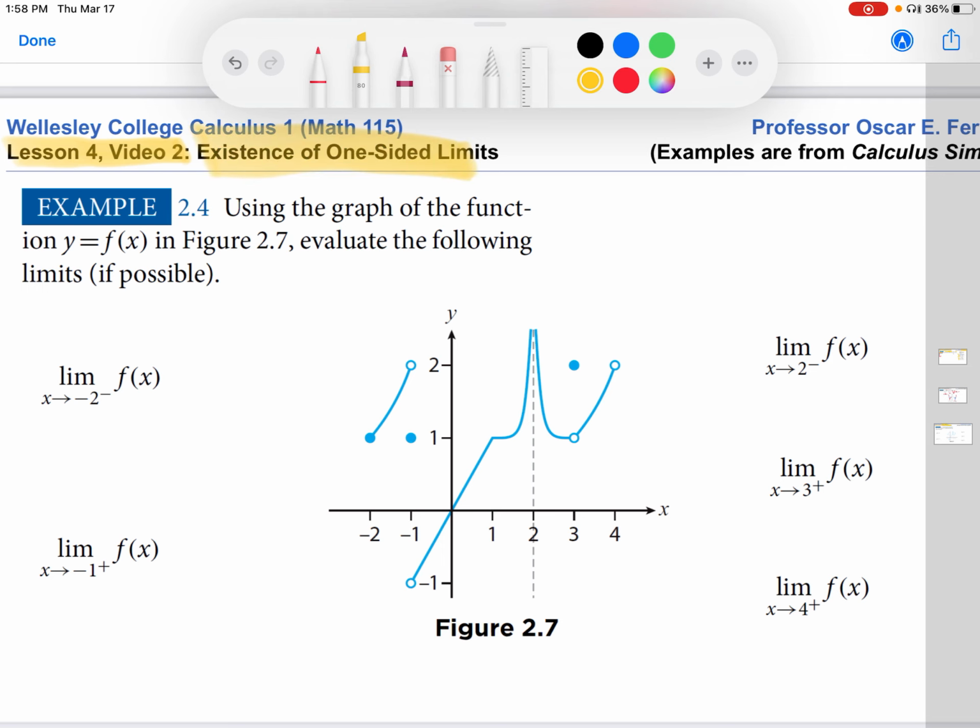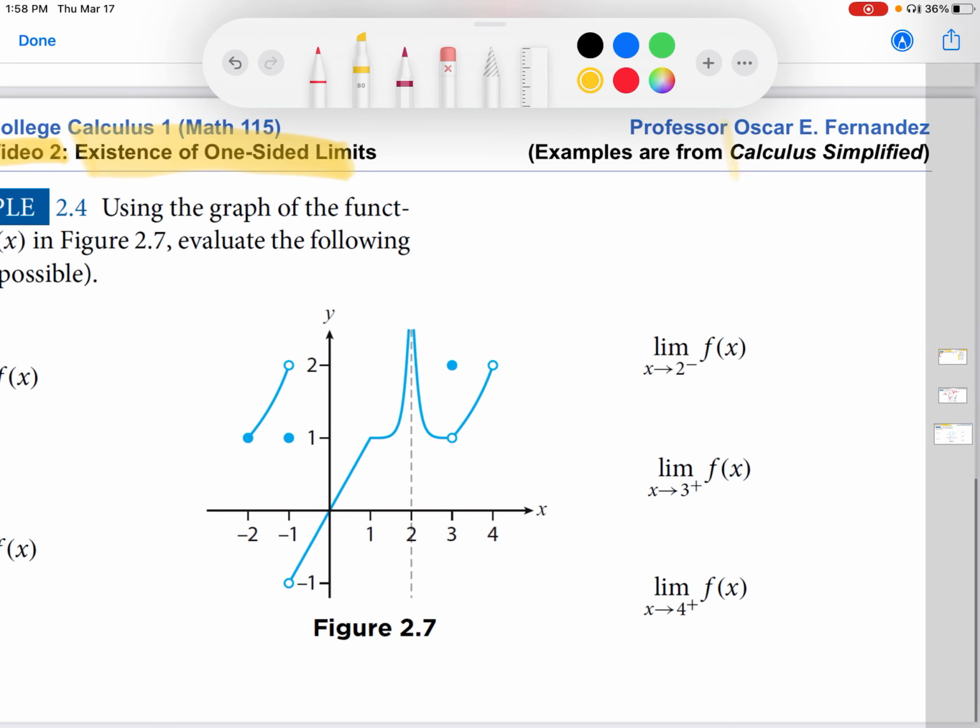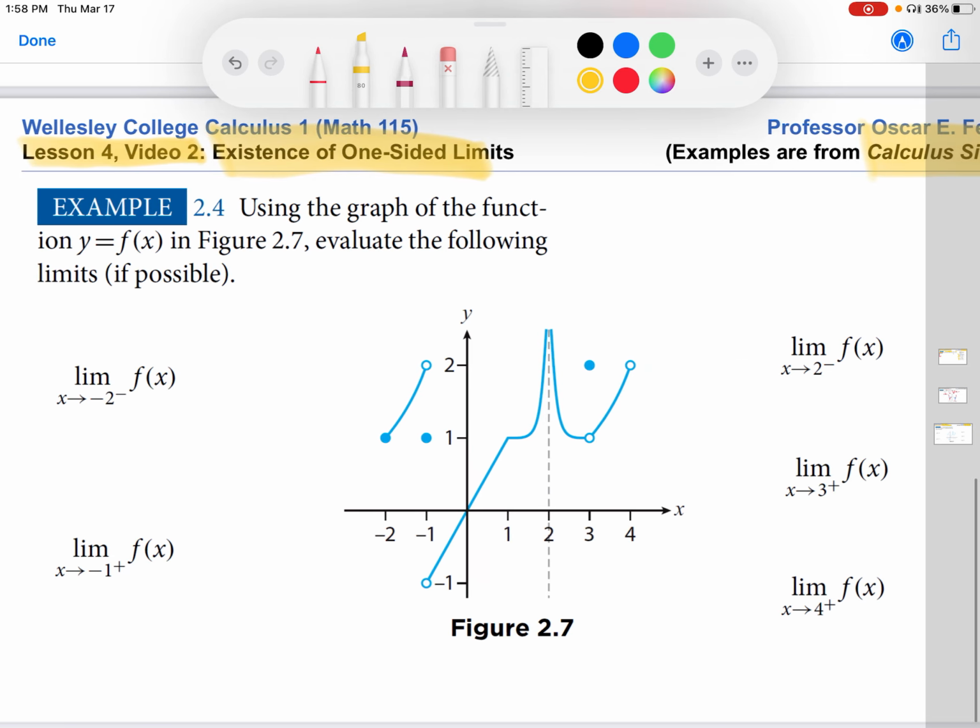We're talking about the existence of one-sided limits here. This example is from Calculus Simplified. So let's look at this example. It's example 4, the fourth example in chapter 2. So what does it say? It says use the graph of the function f of x graphed in the figure to evaluate the limits, right, over here, 5 limits, based on the graph we're given.